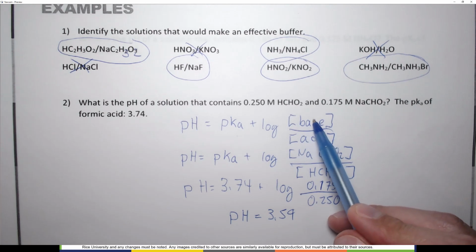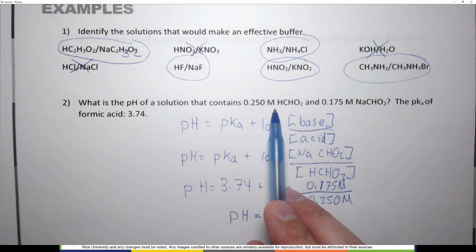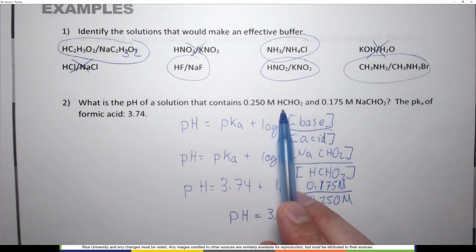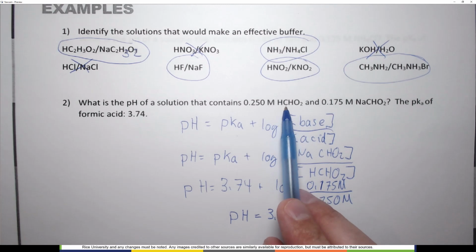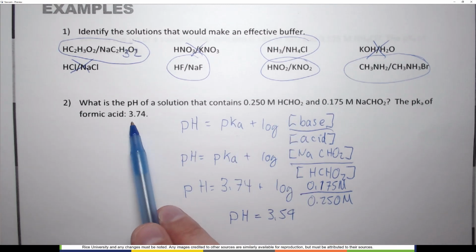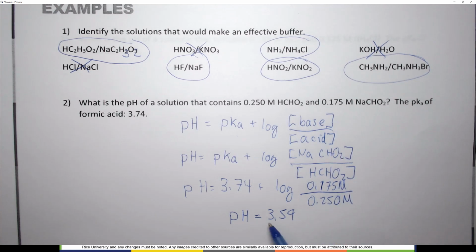Now let's think about it practically. Having extra acid, like we do in this case, should that make the pH higher or lower? Well, extra acid should make the pH lower. So if we look at the pKa as 3.74, we have more acid than we have base, I would expect the pH to be lower than 3.74, and it certainly is.